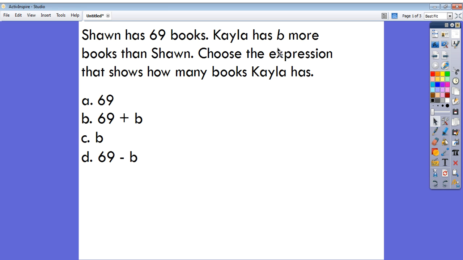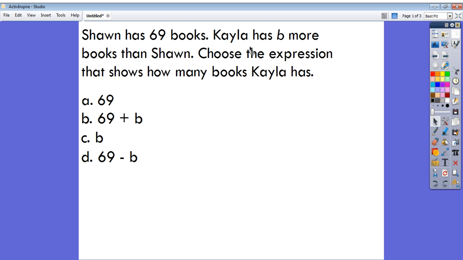Okay, let's take a look. B is our variable. It's the letter that stands for some number. An expression is just a math sentence without an equal sign. So if you take a look at your answer choices, you can see none of them have equal signs. Let's break it down and decide how we would represent the number of books Kayla has.